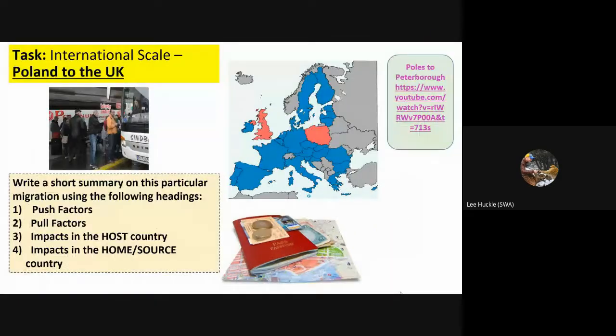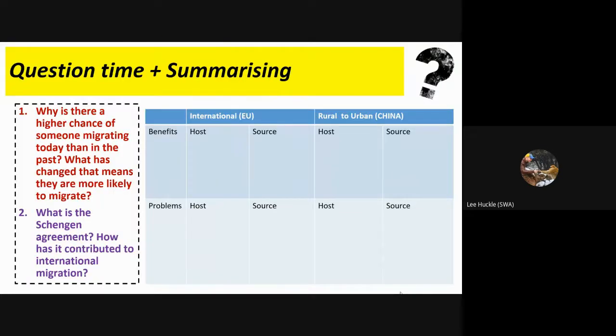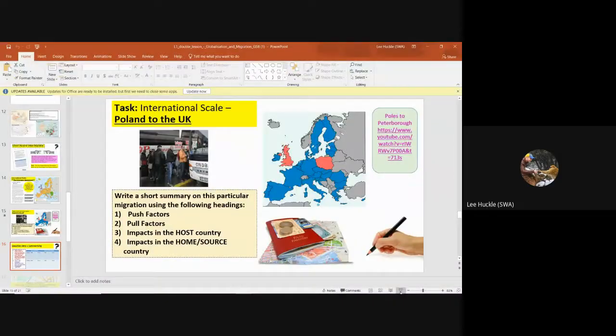So looking at the impact on Peterborough in the UK, that's social, economic, political, environmental impacts, both positive and negative. And then also what were the impacts and effects in the home and source country, which was Poland. But that rounded off the first lesson of EQ1.